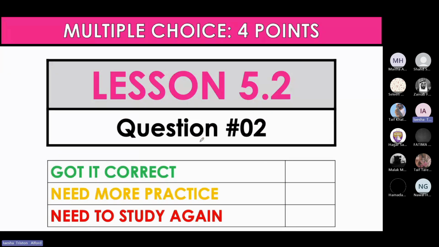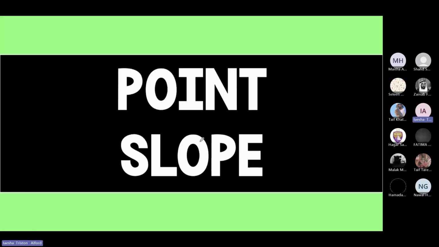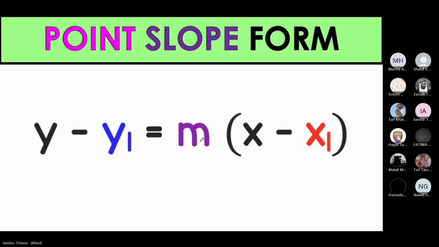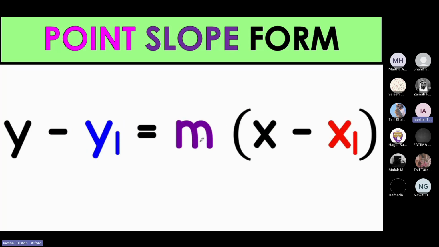Question number 2 is coming from lesson 5.2. 5.2 is about point slope form. So I had somebody earlier. What's point slope form? Y minus y1 equal m multiply x subtract x1. Great. Exactly. So this is point slope form. You should know it for the exam.